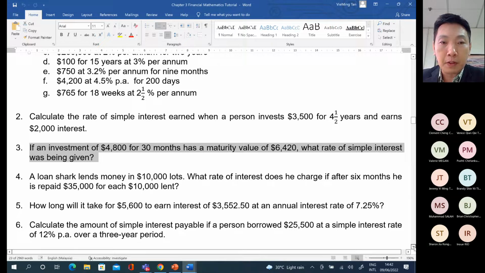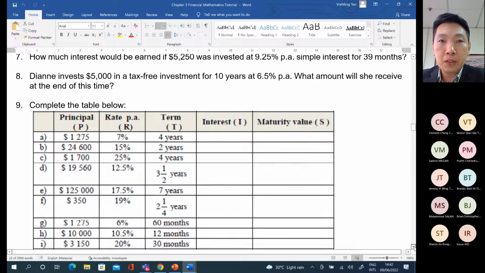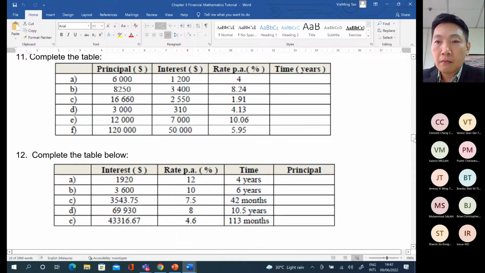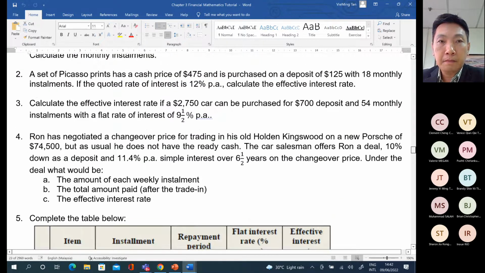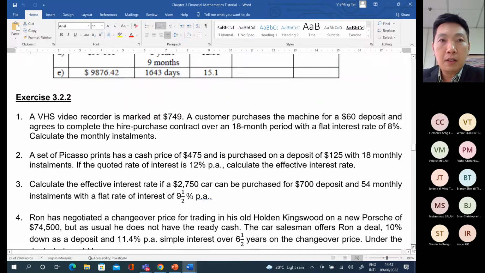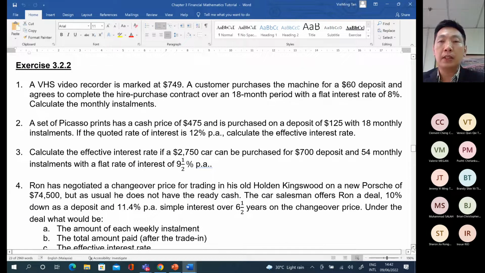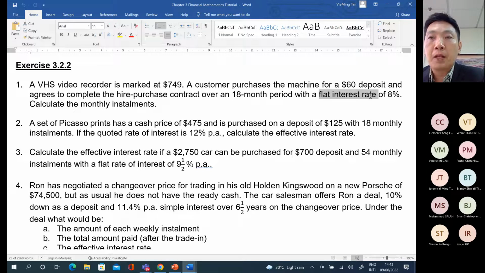Okay, now we move on to the next section, the second section. Exercise 322. Okay, so for exercise 322, all these questions are also using simple interest. Sometimes simple interest is also called flat interest rate. Okay, simple interest rate is also called flat interest rate. Same meaning. Okay, but for these questions, all will be applied to the installment purchase agreement.